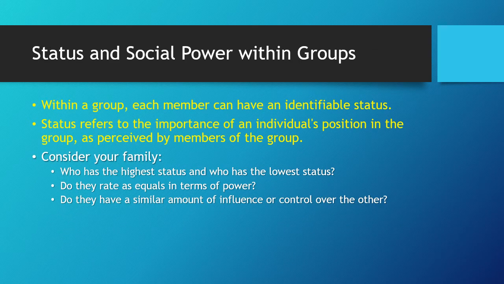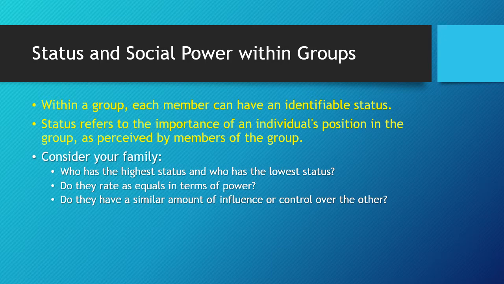So within each group, each member can have an identifiable status. Think of all your friendship groups. How often do you have certain people that plan everything, certain people that have more power than others? Status refers to the importance of an individual's position within the group as perceived by members of the group. So there'll always be people who have higher status and people who have lower status.